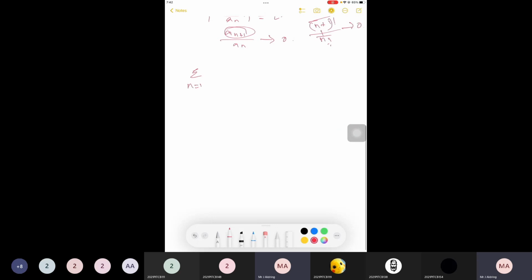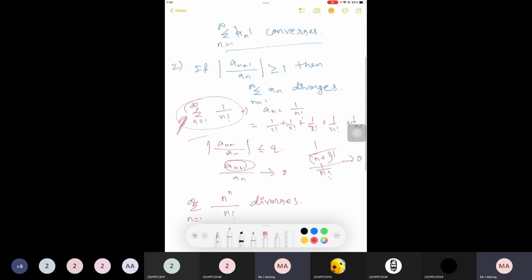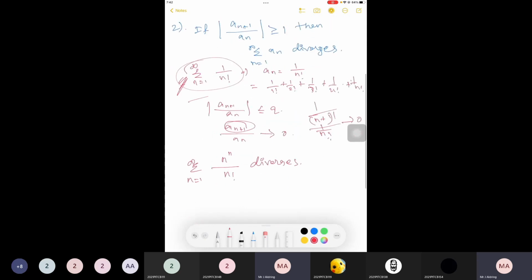Summation n from 1 to infinity of n power n divided by n factorial diverges. When can we say that a series diverges? When the modulus of a_(n+1) divided by a_n is greater than or equal to 1, then the series diverges. Suppose the modulus of a_(n+1) divided by a_n is more than 1, then that is a divergent sequence.